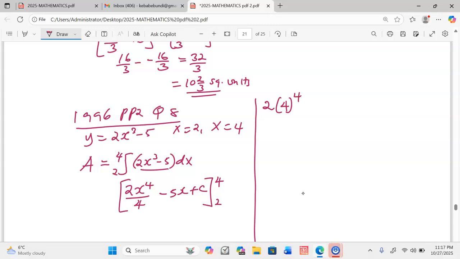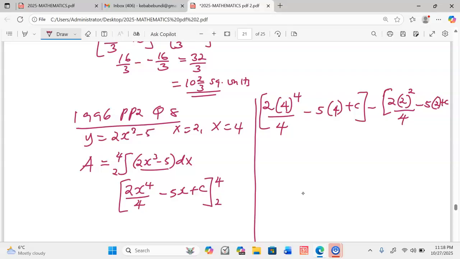but this x is raised to the power of 4 divided by 4 minus 5 times the value of x, which is 4, plus c, minus this is 2 times x, which is 2, raised to the power of 4 now, because the lower value of x is 2. This one is going to be divided by 4 minus 5 times x, which is 2, plus of course c, which is a constant of integration. C and c will cancel, because c minus c will give you a 0.